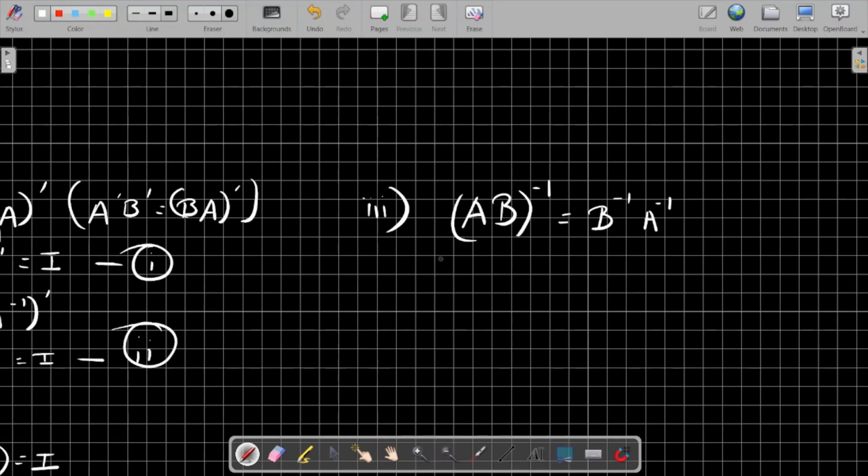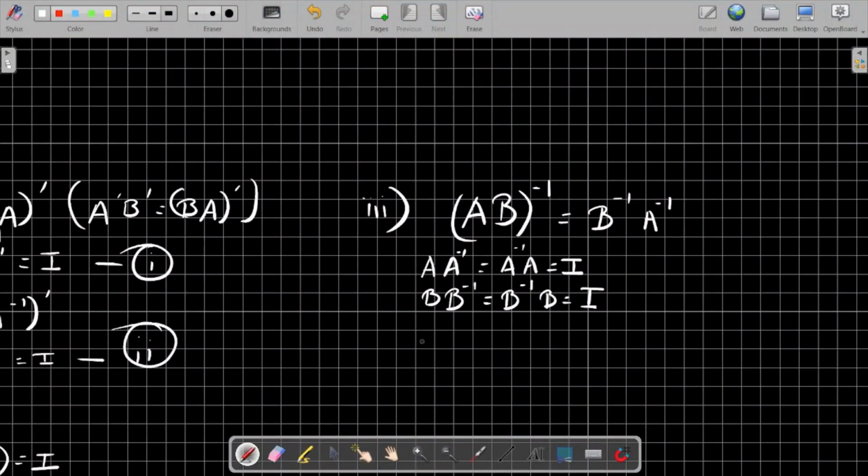Now let's prove it. First off, both these matrices should be invertible. That's the first thing. Second thing, they both need to be multiplicable to each other and in reverse order as well. So basically both of them are square matrices, both of them are invertible. So for both matrices this property applies: A into A inverse equal to A inverse into A equal to I, and similarly B into B inverse equals B inverse into B equal to I.